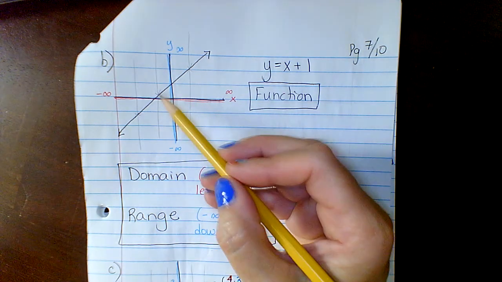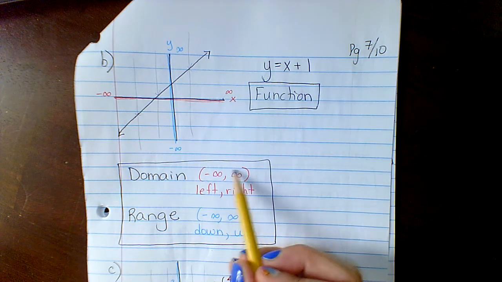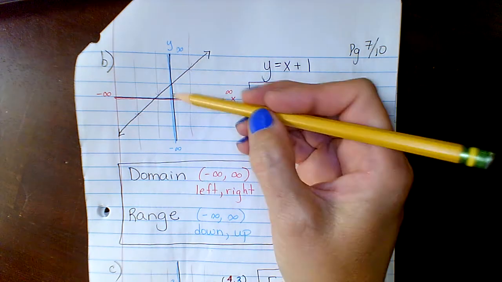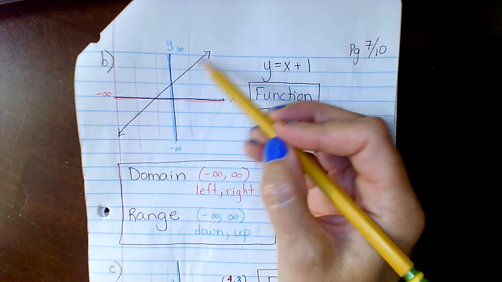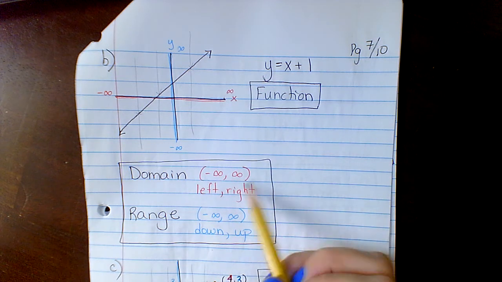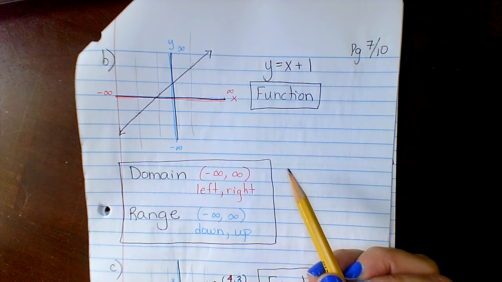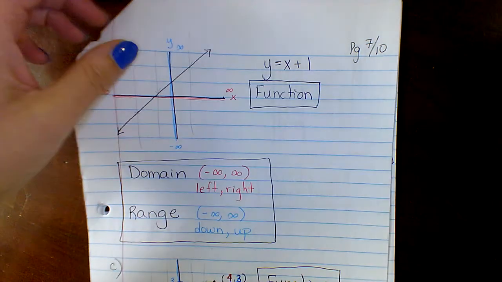How far to the right does it go? Well, it's going up, but it's also going to the right. So there's that infinity. The range is the down to up. How far down does it go? Well, infinity. How far up does it go? Positive infinity. Infinity and negative infinity always get parentheses. They're not brackets because they're not numbers that can be included. They are just symbols representing unrestricted growth in the positive or negative direction.